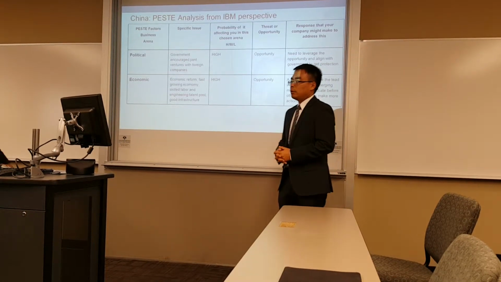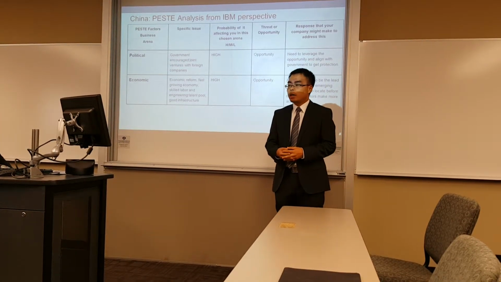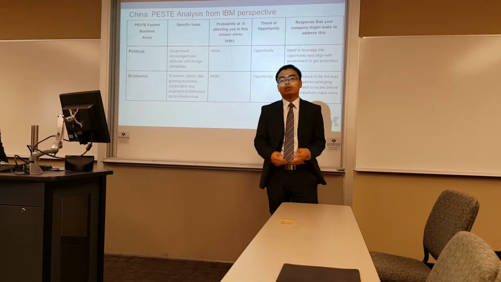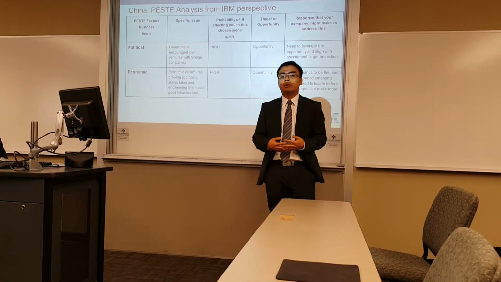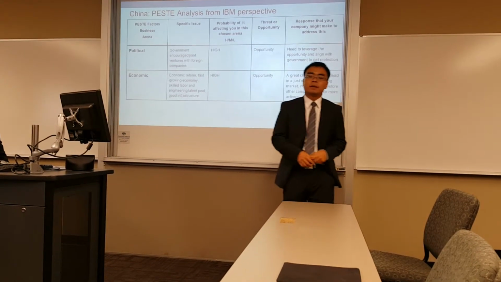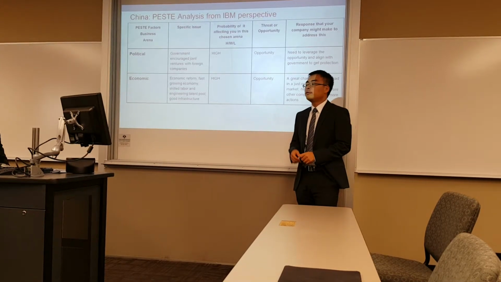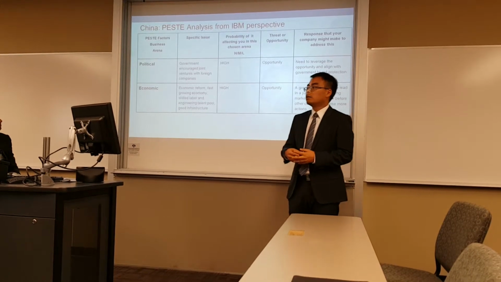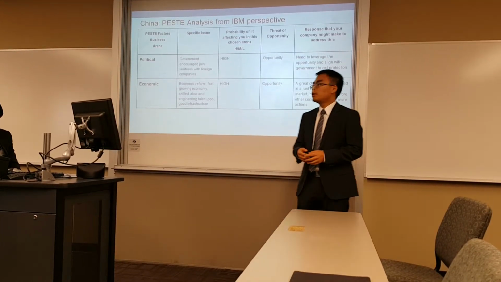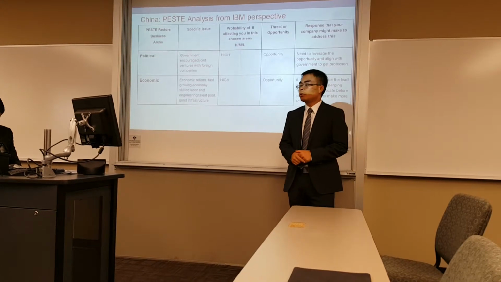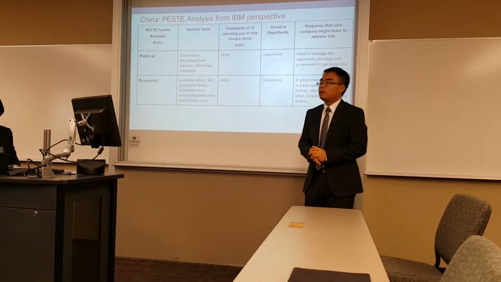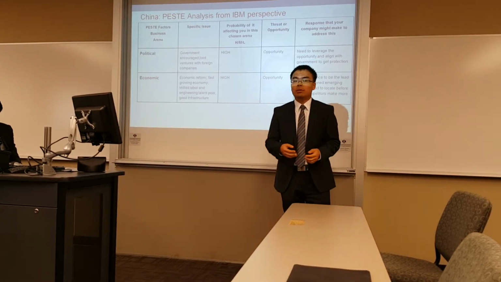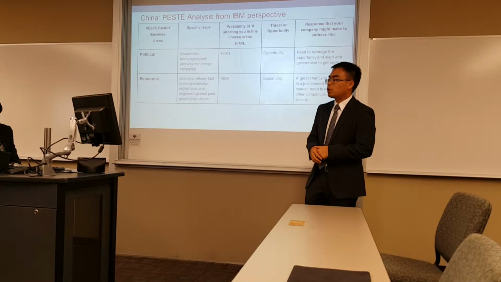For the PEST analysis, from the political view, the government encourages joint ventures with foreign companies. They want to use the market to exchange for high technologies from foreign companies. The government provides tax incentives for this kind of joint venture. It's a great opportunity, and IBM needs to leverage the opportunity and ally with the government to get protection. Economic: a huge market, very fast growing economy, skilled labor, an engineer talent pool, and good infrastructure.